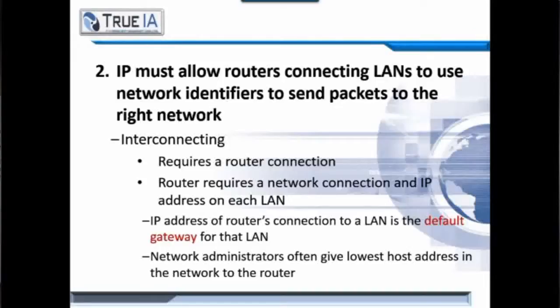To accomplish interconnection, it requires a router to connect. The router requires a network connection and IP address on each LAN. The IP address of the router's connection to a LAN is called the default gateway. Network administrators often give the lowest host address, like the .1 address, to the router as its gateway.